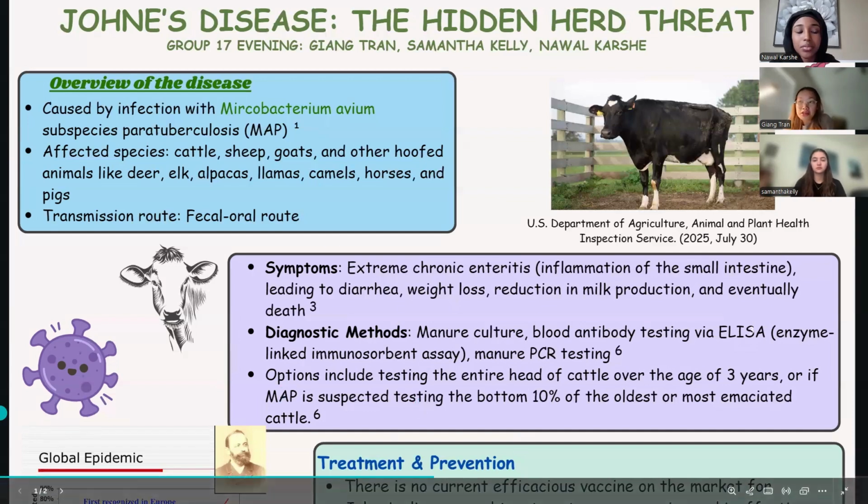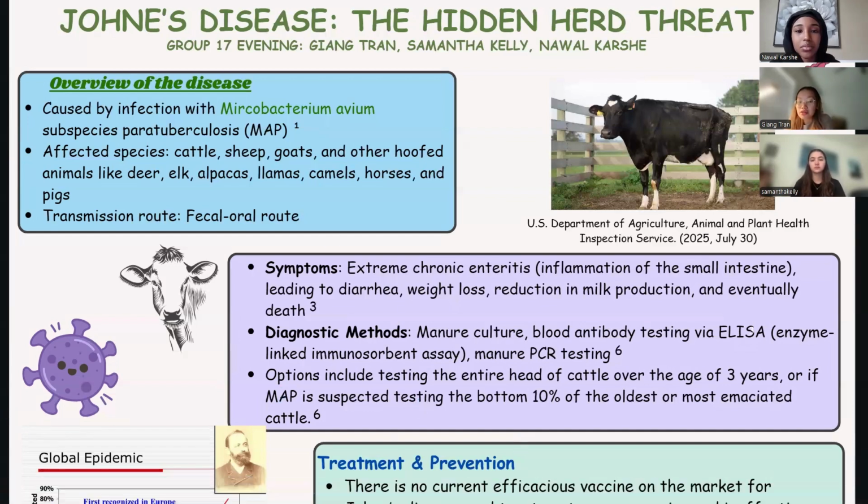The common transmission route of this disease is the fecal-oral route. It can be spread through contaminated feed or water, through direct contact with infected animals, or contaminated environment like soil, bedding, or through vertical transmission, so from mother to baby, and also through breastfeeding.